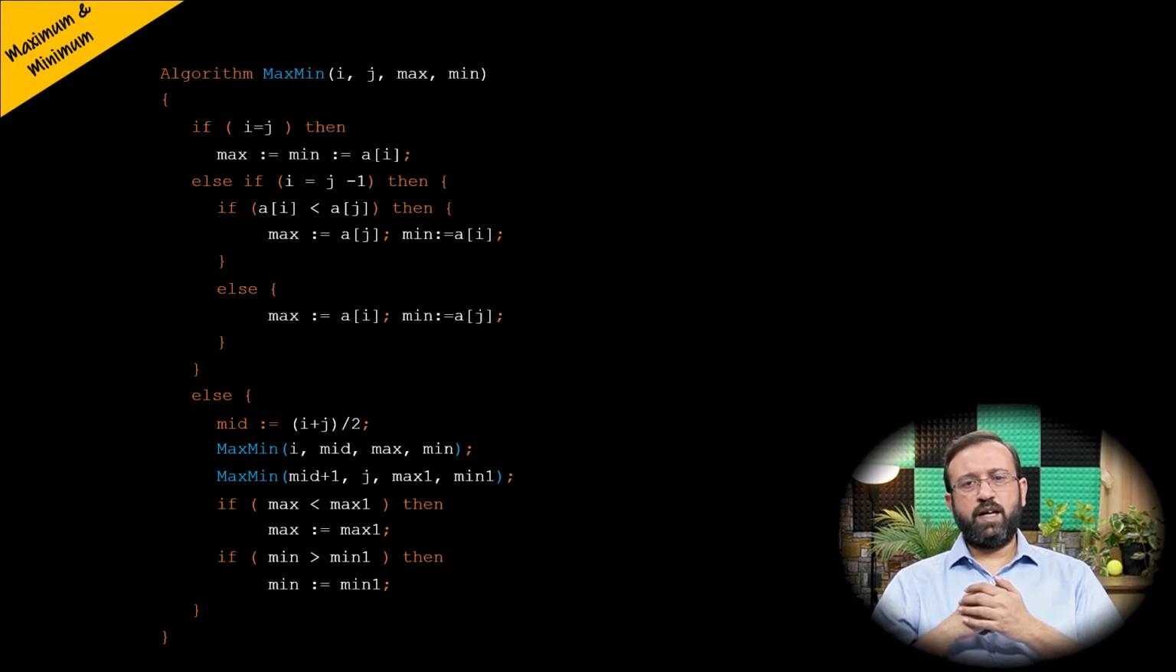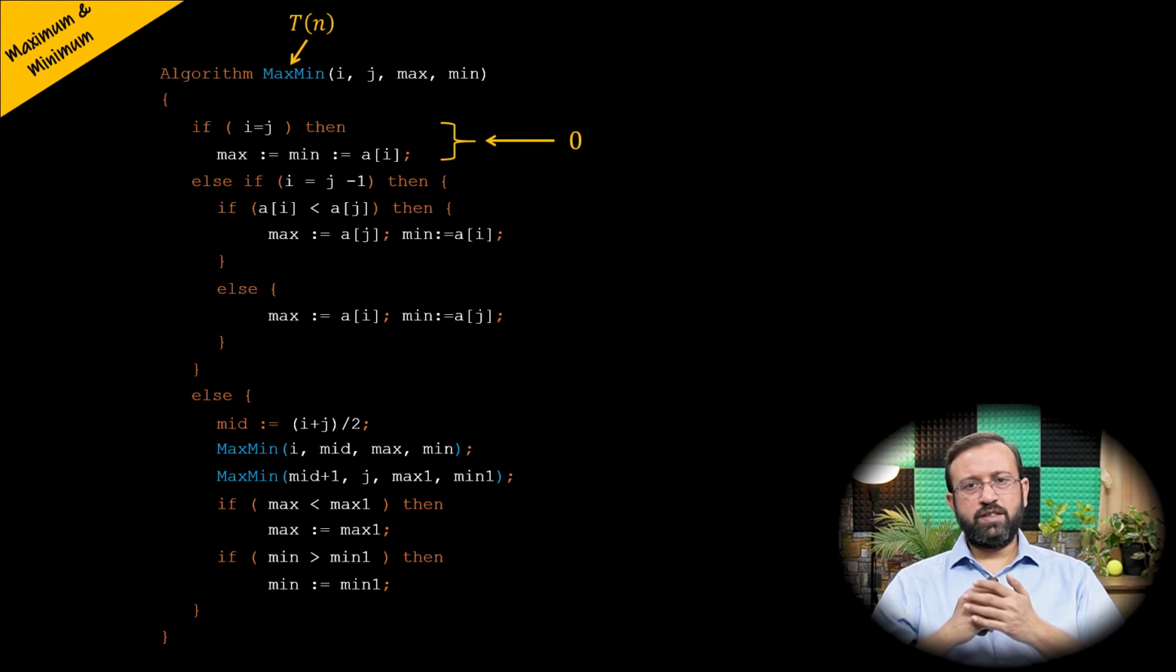Let us assume that the MaxMin algorithm takes t of n comparisons to compute, where t is the function that takes the size of the input as n. The if block where i equal to j is the solution for the small problem, and there is no comparison made in this if statement. So there are 0 comparisons for this if block.